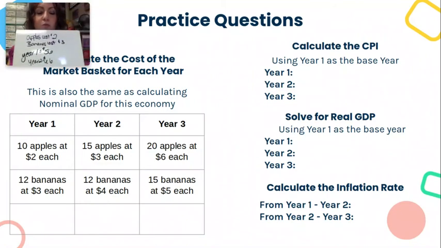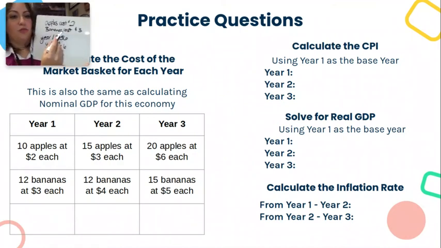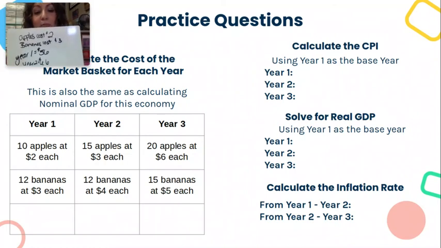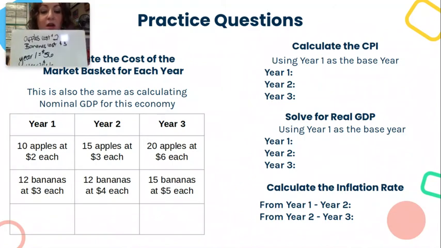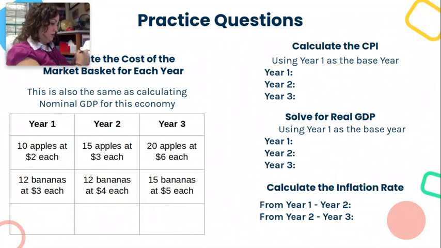And year 3, once again, you're using the prices of the base year, which is $2 for apples and $3 for bananas, but the quantities of year 3. So the quantities of year 3 are 20 apples and 15 bananas. So it's 20 times $2 plus 15 times $3, and that's going to give you 65. So year 3 real is 65.